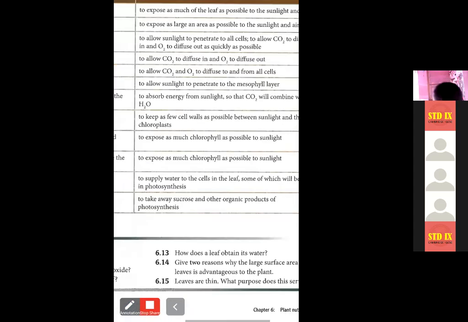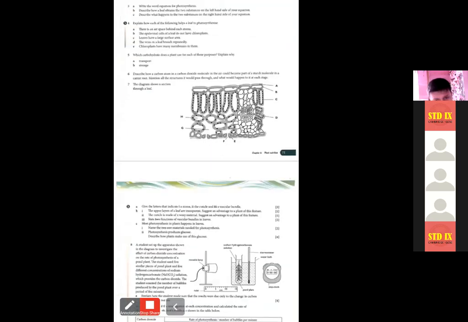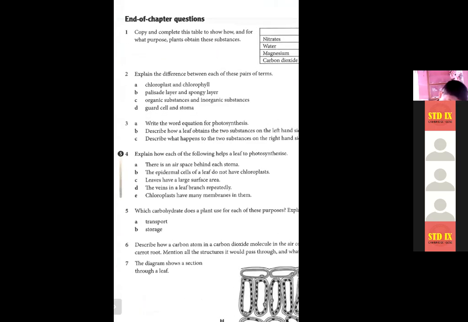Now let's see what is the next question. The veins in a leaf branch repeatedly. Tell me what will be the answer. So how does it help in photosynthesis, the veins in a leaf branching repeatedly?